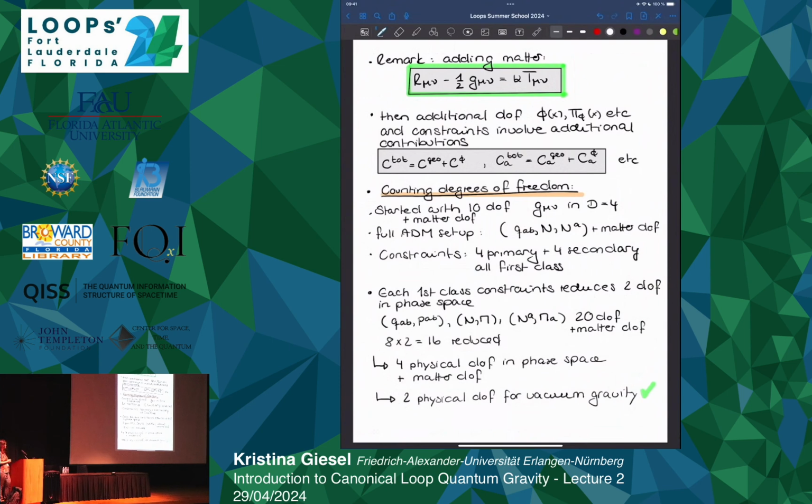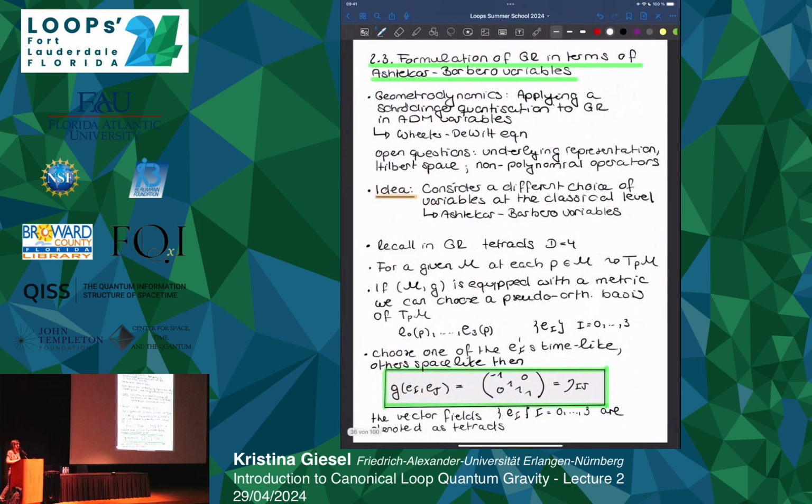When we aim at formulating a quantum theory, we would like to write down a corresponding Hilbert space, and we would like to write down operators which act on this Hilbert space, and then formulate the quantum Einstein equations in this way. If we do that, it's more convenient to go to a different set of variables where this can be done along the lines of techniques that have also been applied in other quantum theories. And this was the motivation to go from these ADM variables to the Ashtekar-Barbero variables.